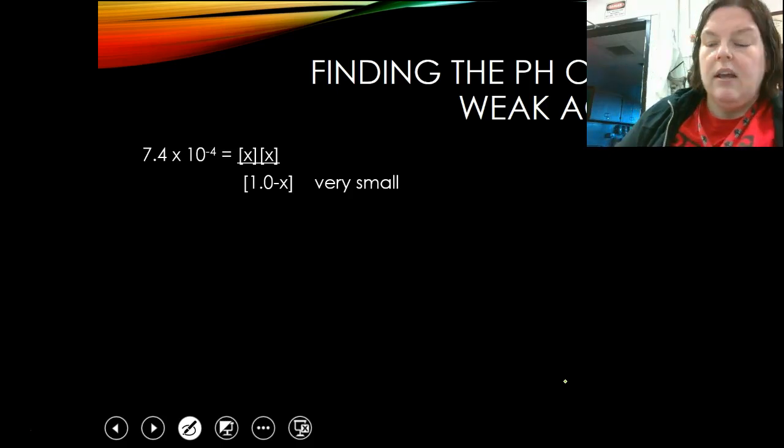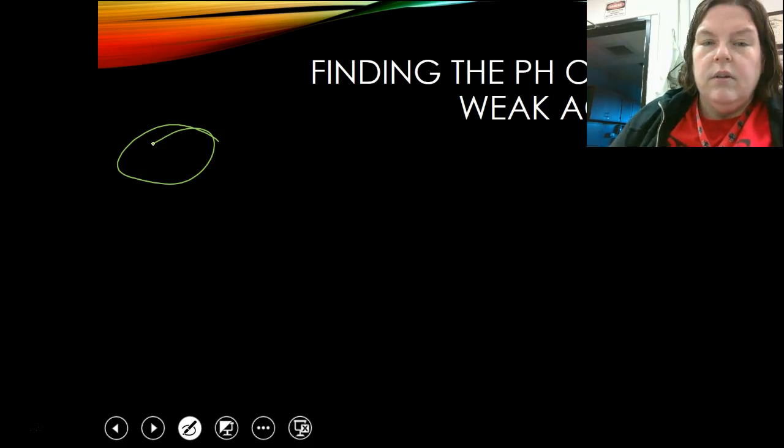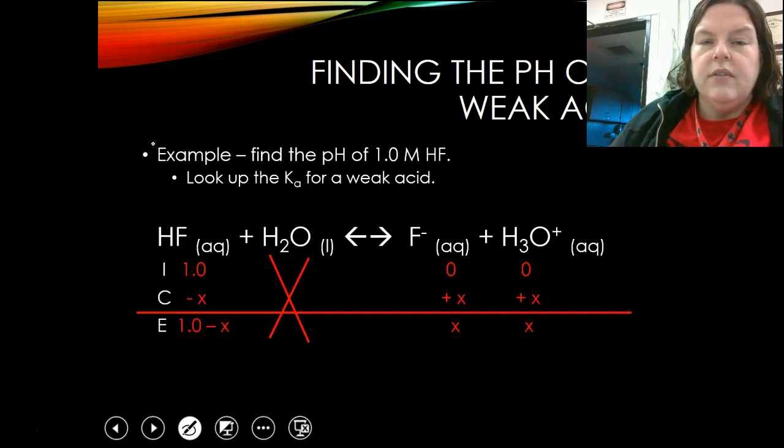So we know the Ka because we've looked it up. It's 7.4 times 10 to the negative 4th. And then we go back for just a second, so we see the differences, right? 7.4 times 10 to the negative 4th is our Ka.